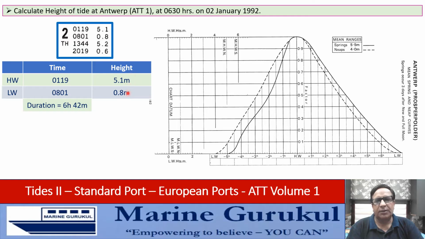And what is this difference called? This is called range of tide. The range of tide is 4.3 meters.